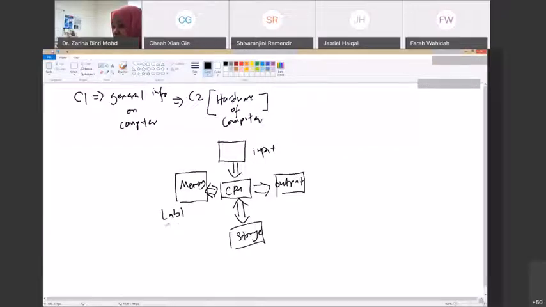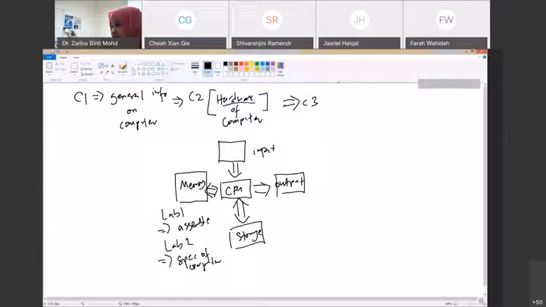In lab 1, we look at how to assemble the system unit. And through lab 2, we had gone through how to look at the specification of the computer, or in other words, we have looked at the specification of all the components for a computer system. And then we go to chapter 3. So we look at chapter 2 for hardware. Chapter 3, we look at the software of a computer system.